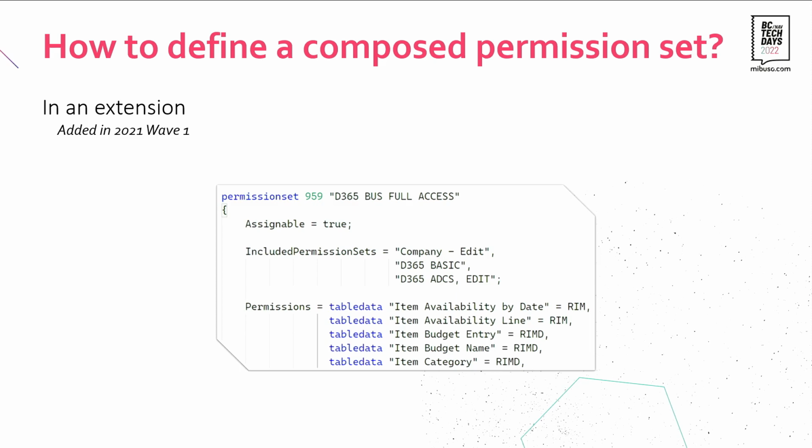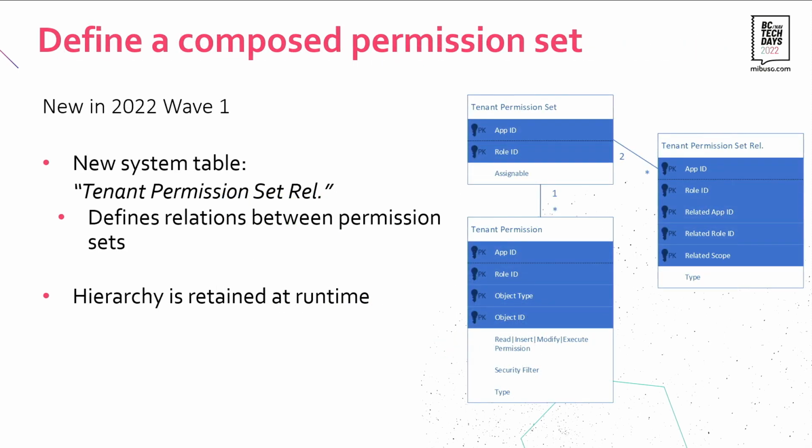Now with version 20, which is what you have right now, we actually already support having permission sets inside permission sets because the information gets added to a small trio of system tables. You have tenant permission set, which has permissions in it, but then it also has permission set relations, where it can include other permission sets. Now this is being kept at runtime, so the one you saw before, you will now at runtime also be able to see that this permission set includes this other one, so at runtime there's also a hierarchy that is retained. So let's see how we define a composed permission set in the UI.